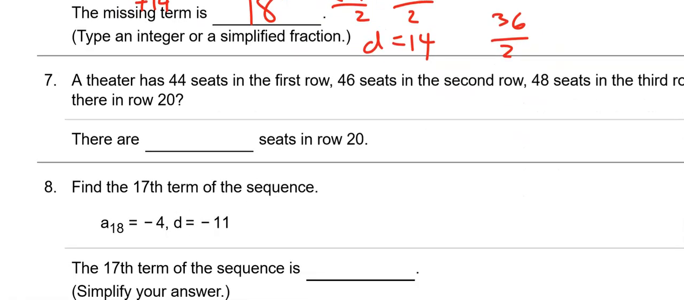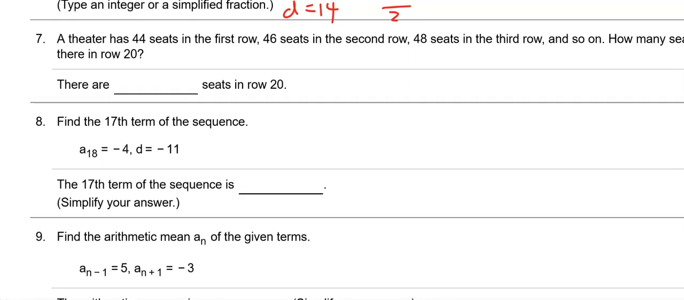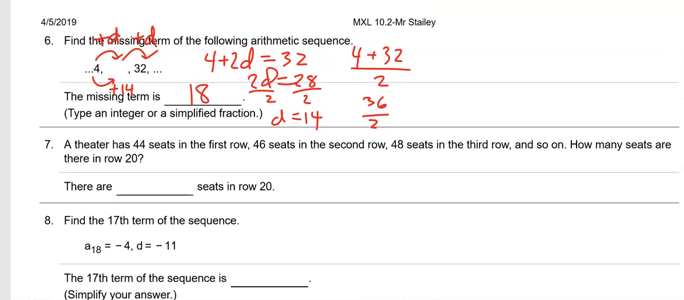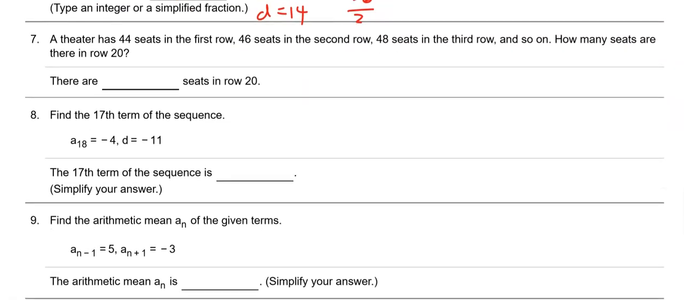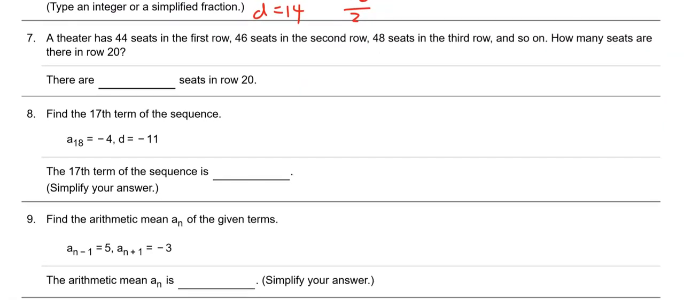Okay, so question 7. A theater has 44 seats in the first row, 46 in the second row, 48 in the third row, and so on. How many seats are in row 20? Yes, I will be looking for a formula for you on this. Now, 20 isn't too bad as far as how far the terms go out, but you better show me the right formula to get the credit.